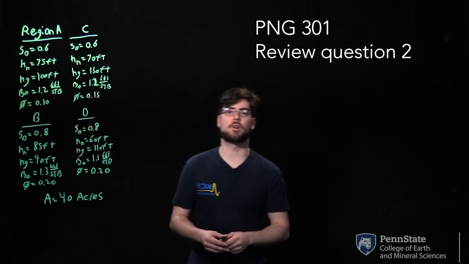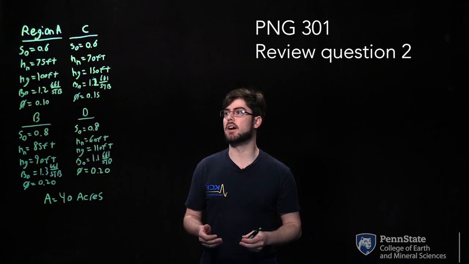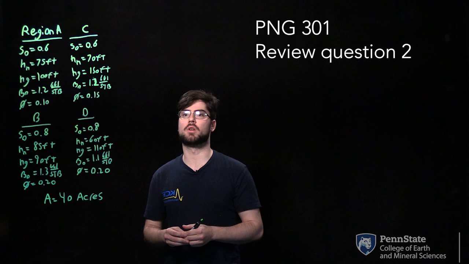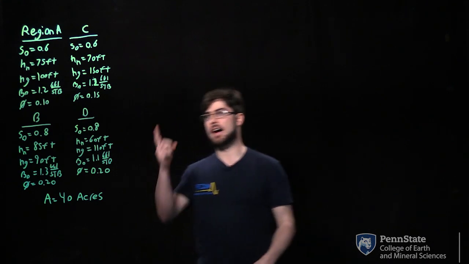So here we're going to be working on question 2 for the midterm review. In this case, we're going to be finding stock tank oil in place for a reservoir. We're going to be basically given 4 different data points in the reservoir, regions A, B, C, and D. The values are listed here.